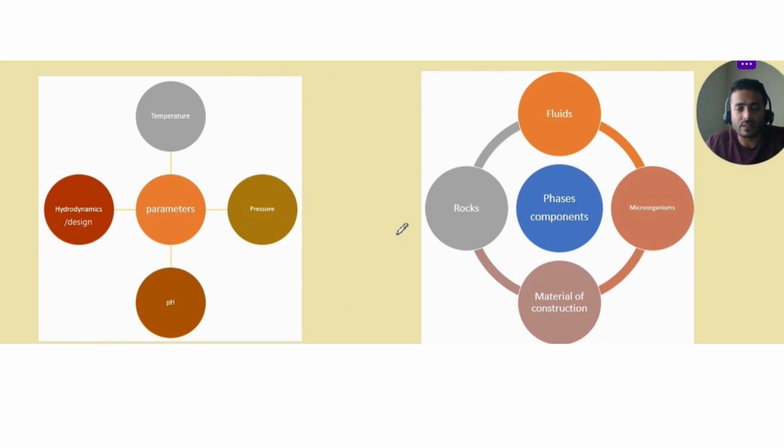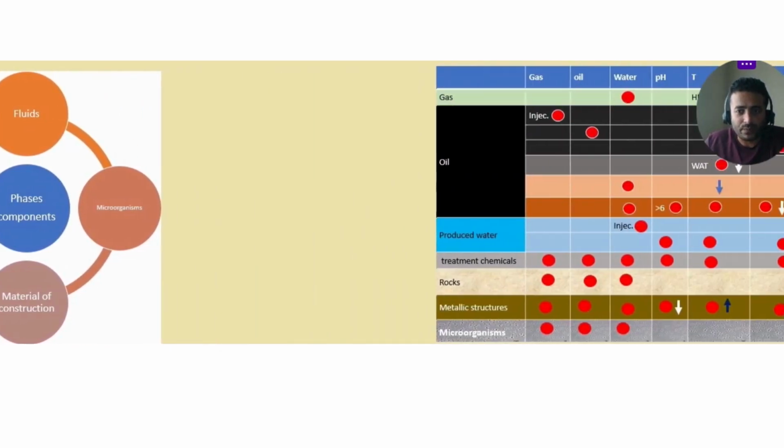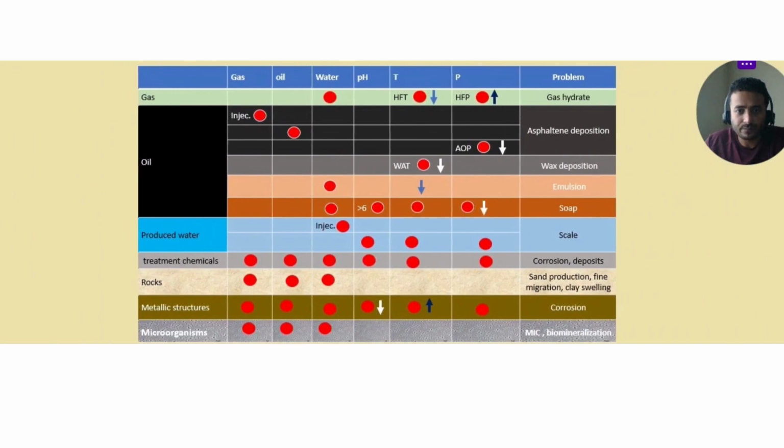So for the sake of simplicity, I just made these two graphs. The one on the right summarizes the phases or components, the one on the left, the conditions or the system parameters. Of course, there's more than that. I just made these to simplify things. So a few examples are given here. For example, the gas will interact with the water at low temperature, high pressure to cause gas hydrates issues.